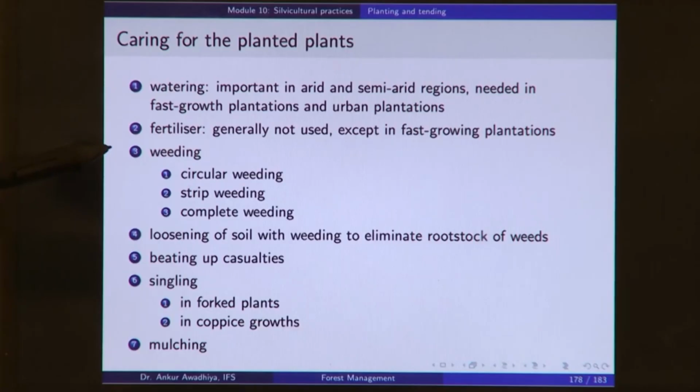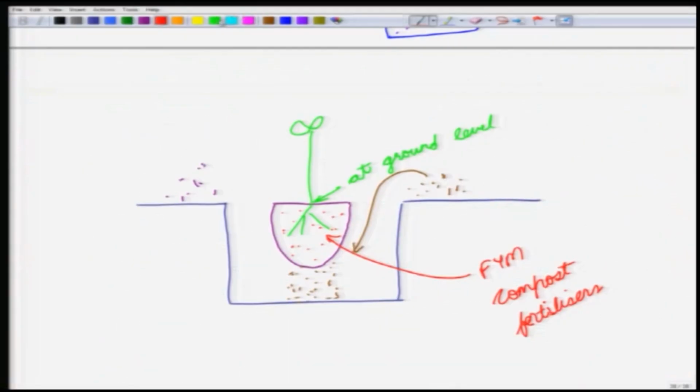Another caring operation is weeding. Now, weeding can be done in the form of circular weeding, strip weeding, or complete weeding. In the case of a complete weeding, if you have this plantation, then everywhere all the weeds will be removed. So, even though you are having plants like this, in the case of complete weeding, all the area is cleared of all the weeds, but then that becomes extremely labor intensive and cost intensive.